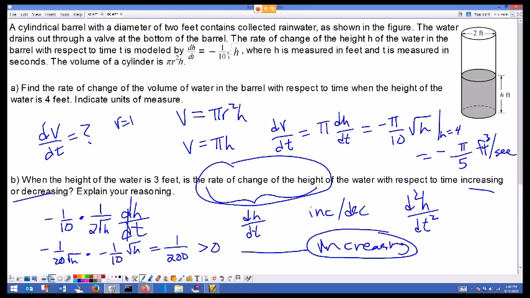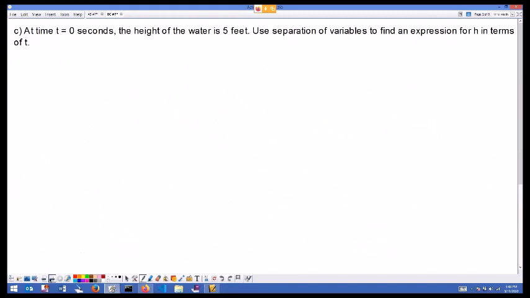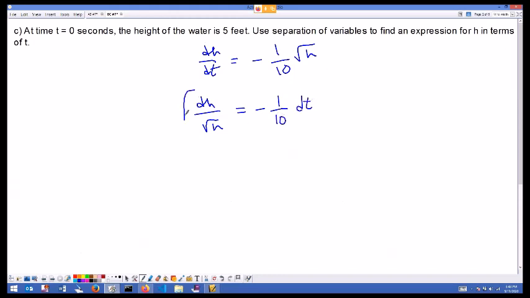Okay. Part C, we want to use that at t equals 0, the height is 5, and use separation of variables to find an expression for h. So dh/dt, we still have negative 1 over 10 times root h. When we separate the variables, this gives us dh over root h equals negative 1/10 dt. Integrate both sides, and you've got 2 root h on the left, and you've got negative 1/10 t plus a constant on the right.